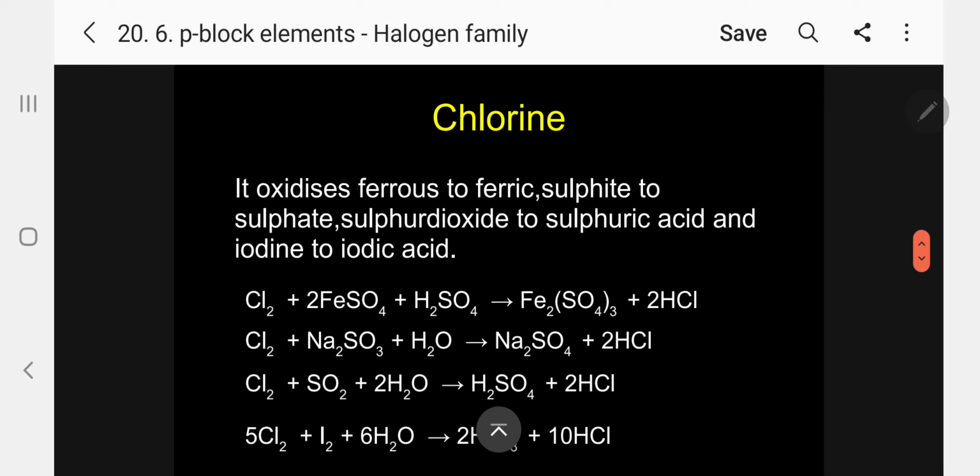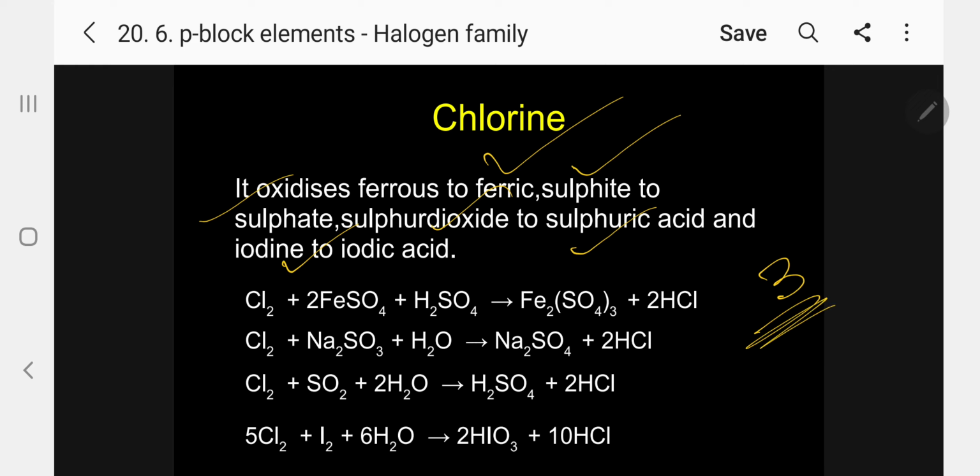Now, it oxidizes ferrous to ferric, sulfite to sulfate, sulfur dioxide to sulfuric acid, and iodine to iodic acid. Kindly follow. This is a powerful oxidizing agent because it is a highly electronegative element having electronegativity 3. We know fluorine 4, oxygen 3.5, this is 3. Nitrogen and chlorine, they are the same, 3.